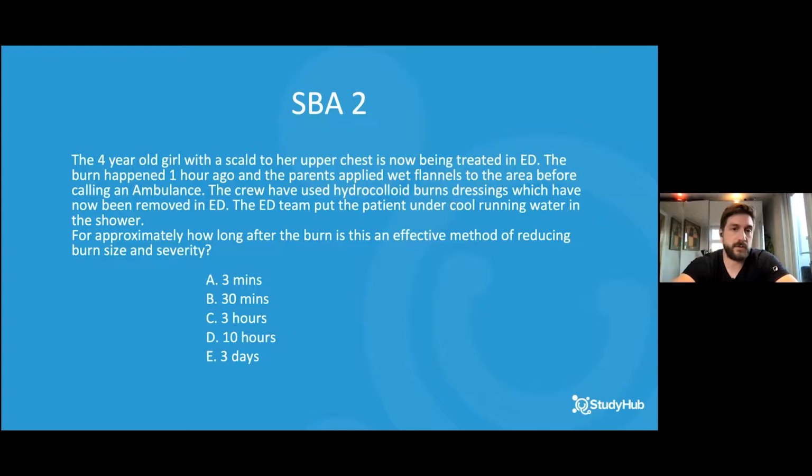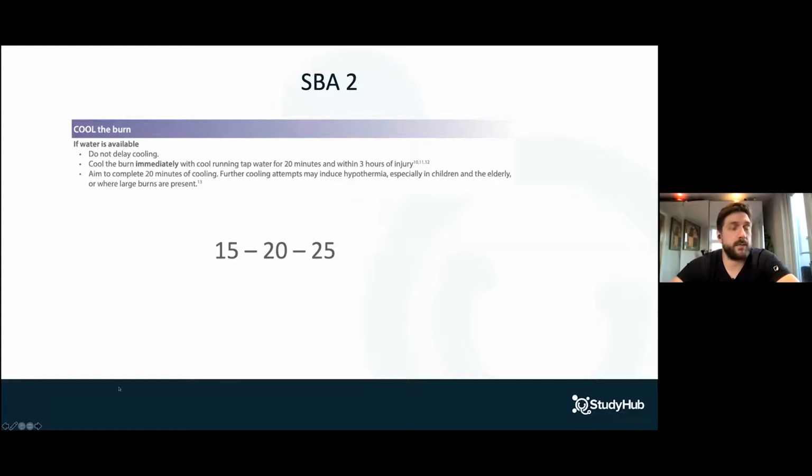We've got some answers for B and some answers for C. The correct answer is C, 3 hours. This little bit that you can see at the top here is from the London and South East England Burns Network guidance for initial treatment and management of burns. You can see that the aim is to complete 20 minutes of cooling, and this is effective within the first 3 hours after injury. The British Burns Association pushed this 15, 20, 25 statement, which is 15-degree water for 20 minutes reduces the severity of the burn by 25%. There are certain situations in which irrigation for longer periods is more appropriate. For example, in chemical burns, you might want to irrigate for up to an hour or until the pH has returned to a normal skin pH level.